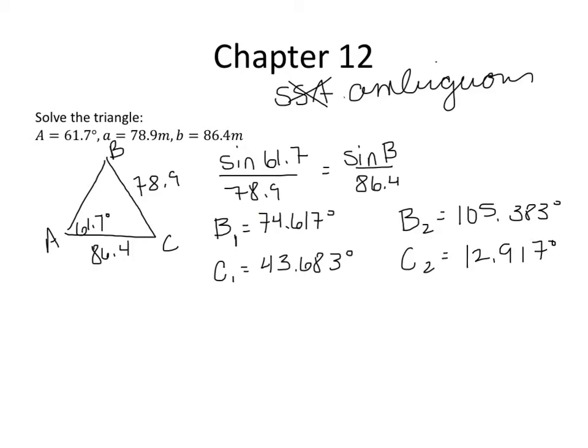If I had happened to get a negative number here, then only one triangle would exist. If when I did my calculation way up here, I found that the sine of B was a value greater than 1, then no triangles would exist. In this case, I need to find side C for both triangles. So I will again do the law of sines.